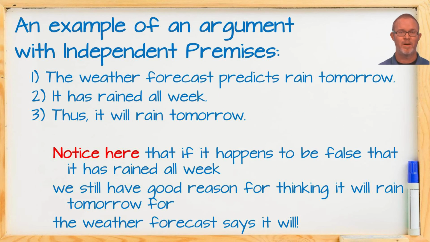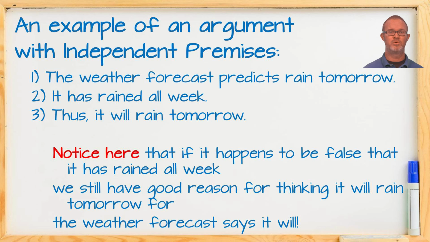Okay, so here's an example. We can see the example here with the weather. So the weather forecast predicts rain tomorrow, say. That's our first independent premise. Our second independent premise is that it's rained all week, and then the conclusion that follows from those, of course, is that it's going to rain tomorrow. But notice, though, that if one of those turns out to be false, we still have an argument for the conclusion that it's going to rain tomorrow.